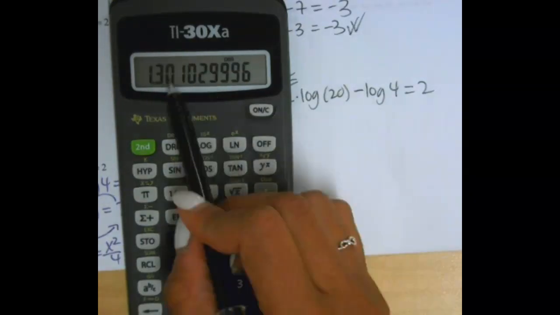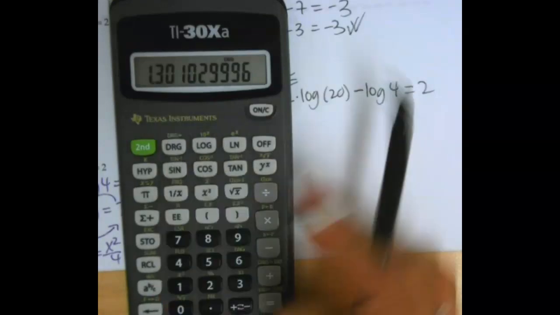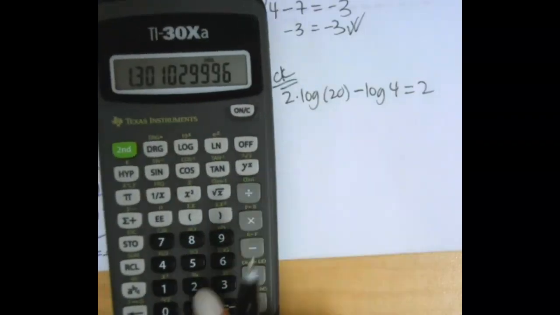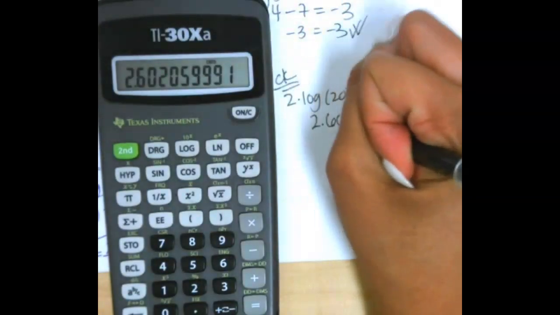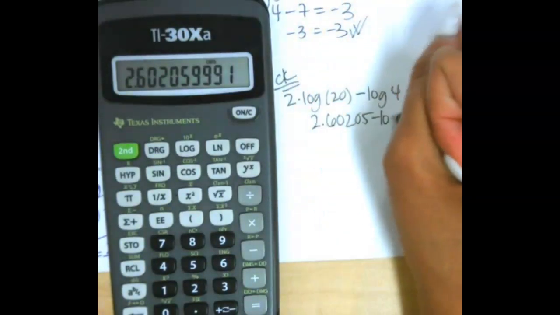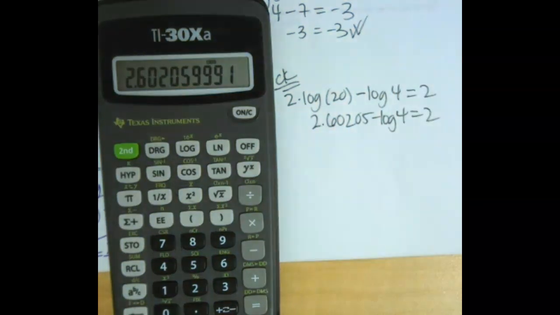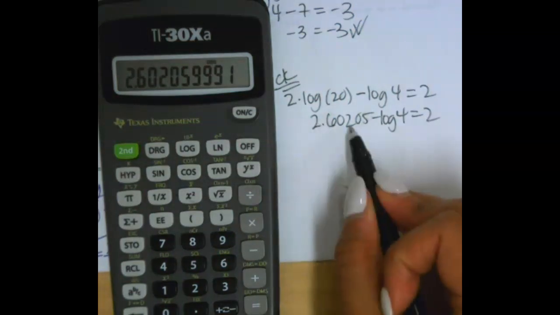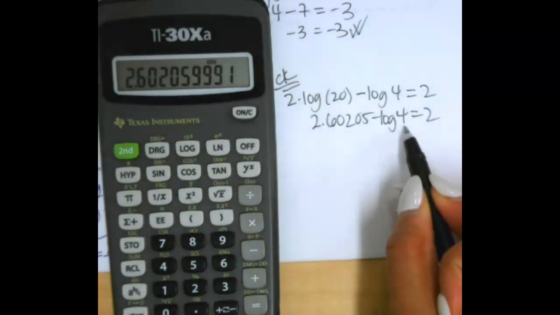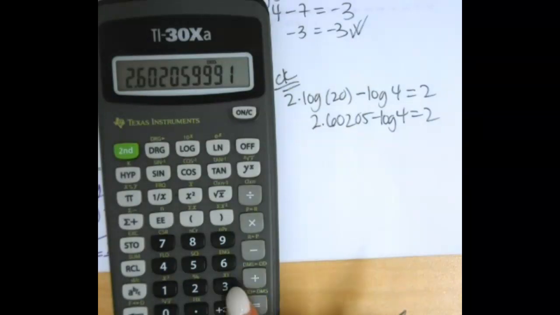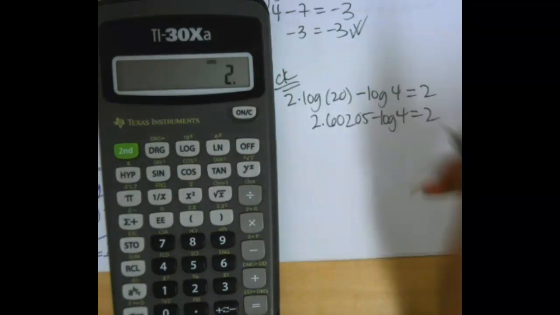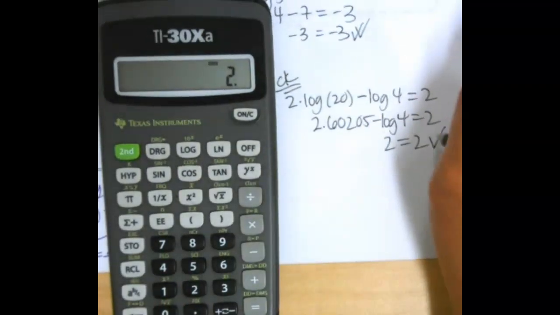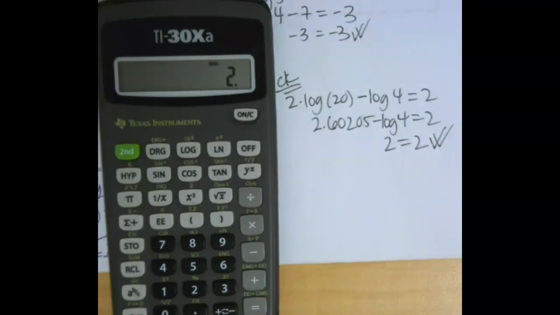I'm going to take this decimal, 1.301, and I'm going to multiply it by 2. This is us checking. So multiply it by 2, we have this decimal, 2.60205. And I can keep writing it, but I won't. I am confirming, does the left equal the right? Once you have this decimal, we're going to subtract it from the common log of 4. So I'm just going to subtract it from the common log of 4, enter. Perfect. 2 is equal to 2. Positive 20 is a solution.